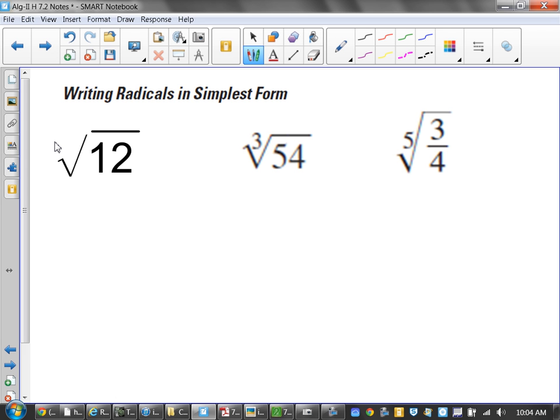What's the square root of 12? 2 root 3. Okay, good. Now, cube root 54. Here's where things start to get a little bit weird.